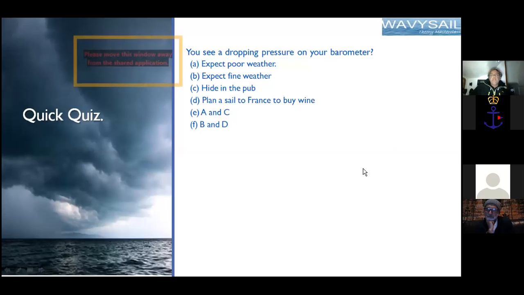So if you see your pressure dropping on your barometer, are you going to expect poor weather or expect fine weather? You're going to go run and hide in the pub, or you're going to plan a sail to France to go and buy some wine? Or is it A and C or B and D? Someone's hedging their bets. They've gone for D and E.